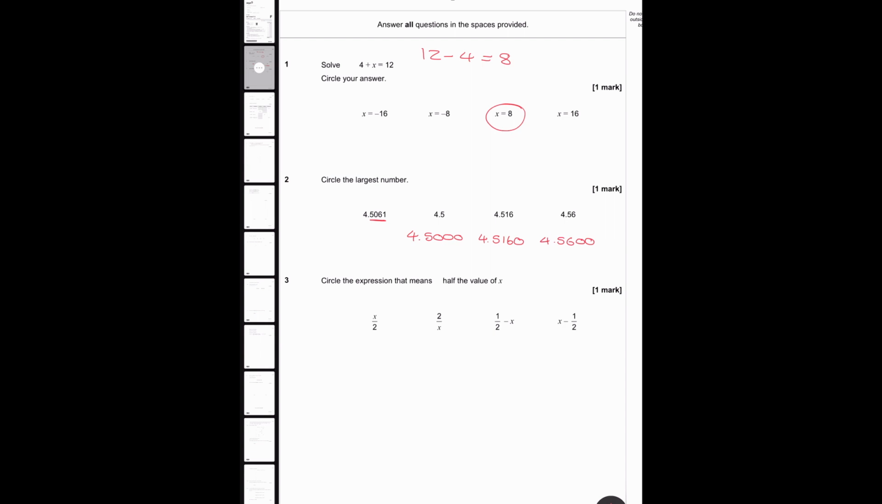This can make it easier to read, so now we can just look at our numbers and we can see which one we think is the largest. If we have a look, it is 4.56.